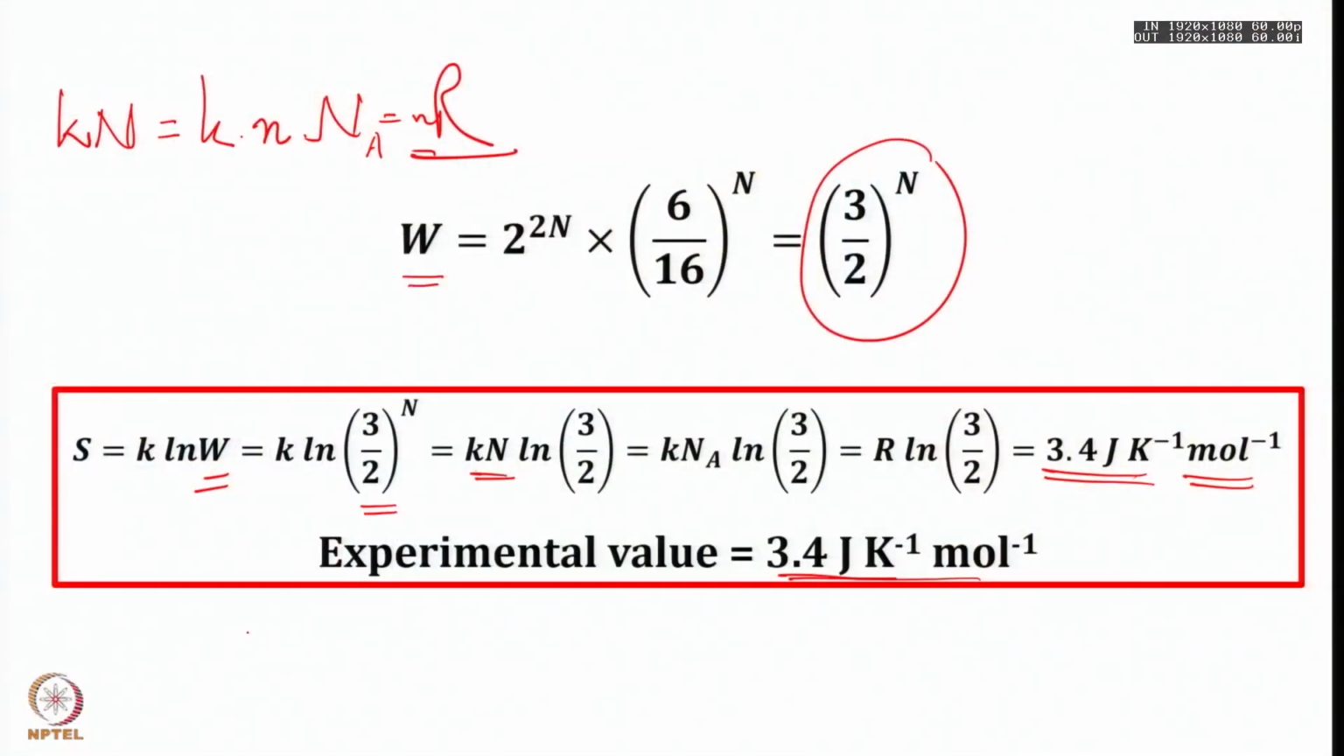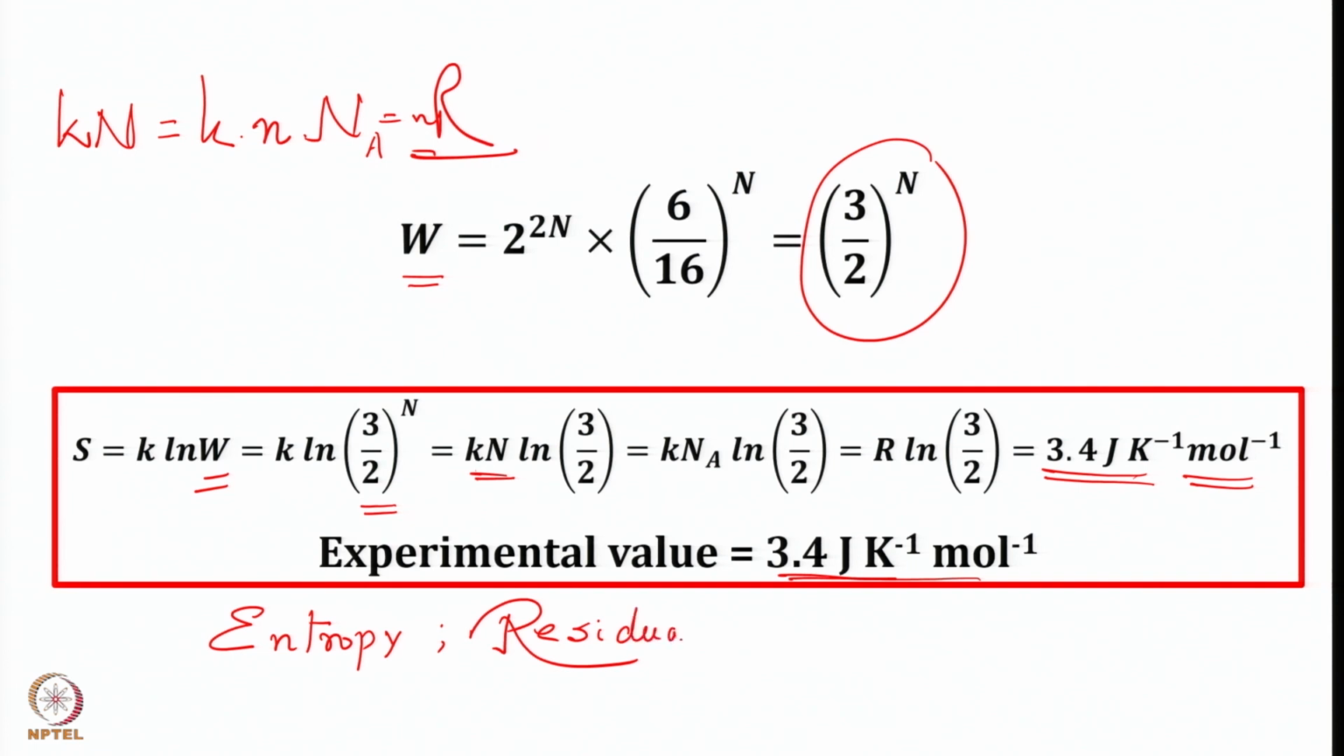that we have discussed: one is entropy, we have also discussed residual entropy. This entropy can be determined spectroscopically. It can also be determined experimentally. We have now discussed a method where you can calculate the value of residual entropy.